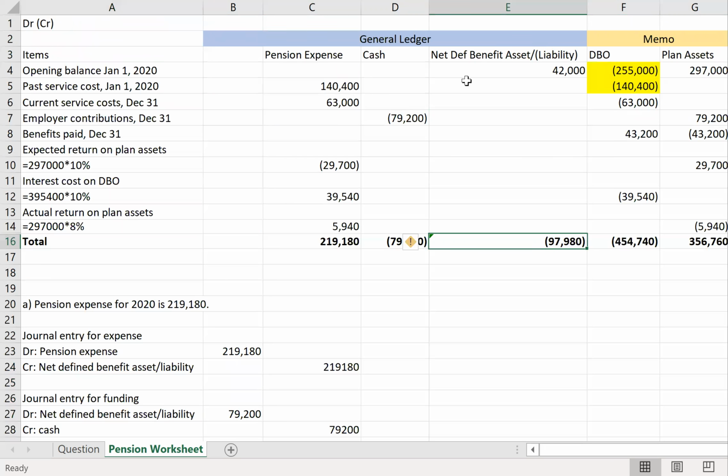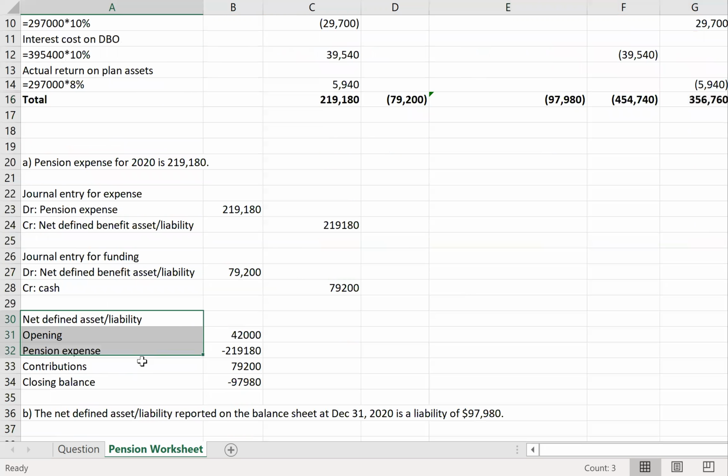And so the net defined asset or liability is simply the obligation of the employer to make up any deficit or surplus, or to take advantage of any surplus in the plan. So you can see that's exactly the difference between the defined benefit obligation in the pension plan and the plan asset. So it reflects the shortfall of the fact that the plan assets are less than the defined benefit obligation by 97,980. And you can see how we reconciled it through our journal entries here.